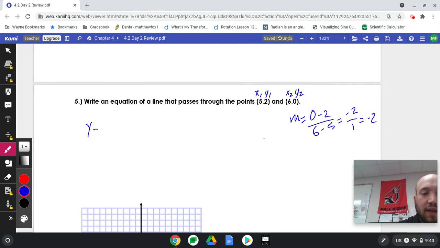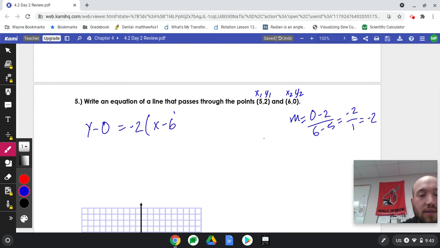So y minus... Now you can choose whichever one of these points to plug in with this slope. However, in my opinion, 6, 0 is going to be easier. It has a 0. That'll take care of itself. So let's use that one. But if you want to use 5, 2, you'll get the same answer. So y minus 0 equals negative 2 times x minus 6. Distribute, and we get y equals negative 2x plus 12.